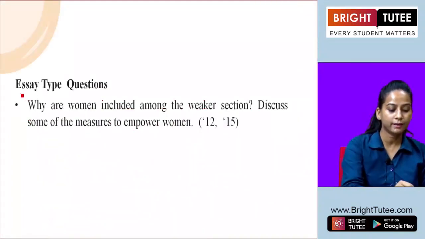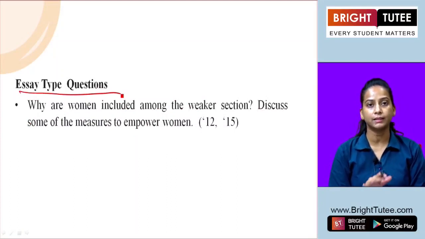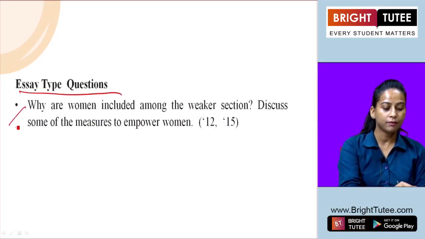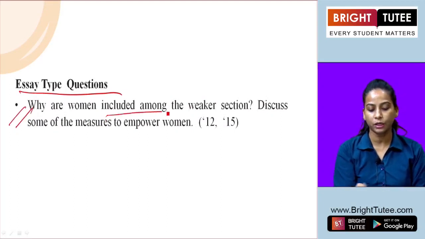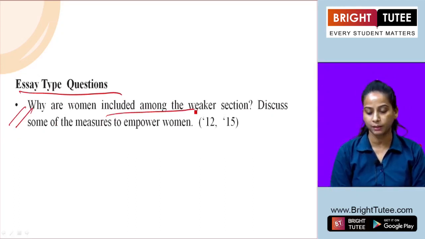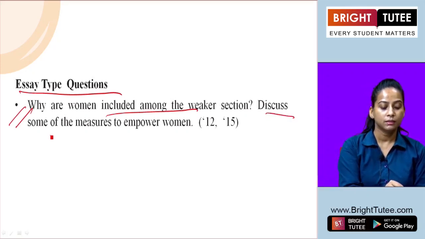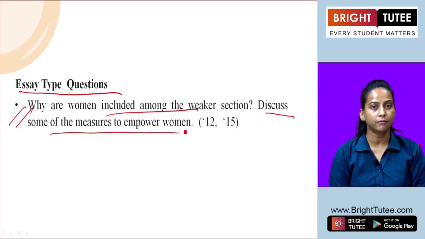Now, the next one, essay type question answers are given here, and this is going to be the lengthy question. So, we have to write down the answer in detail here. They have asked that why are women included among the weaker sections? What is the main reason behind it? We have to give the answer of the first part, and in the second part, we have to do the discussion over some of the measures to empower the women in Indian society.